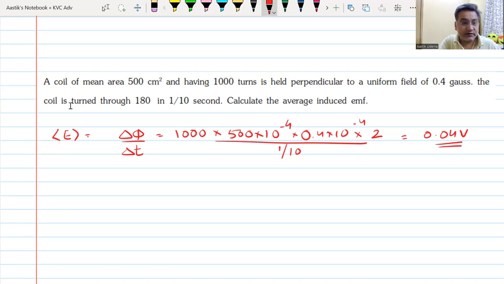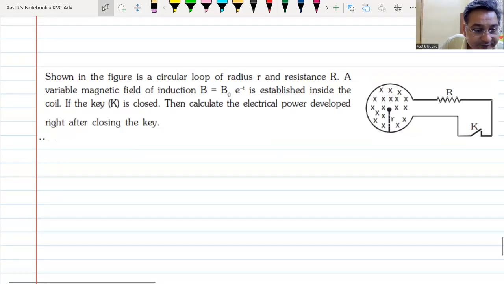This is the next question that you are supposed to solve. Shown in the figure is a circular loop of radius small r and resistance capital R. A variable magnetic field is established inside the coil, switch is closed. Calculate the electrical power. Once you understand the premise, it becomes a simple question of electric current. Do we understand this or not? Yes. Solve this one.